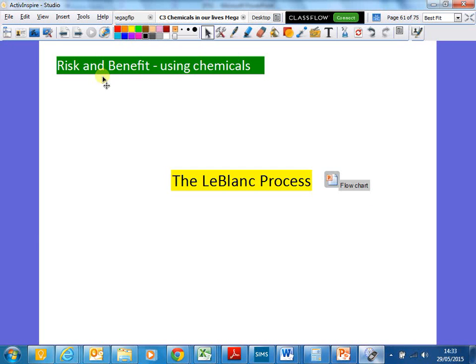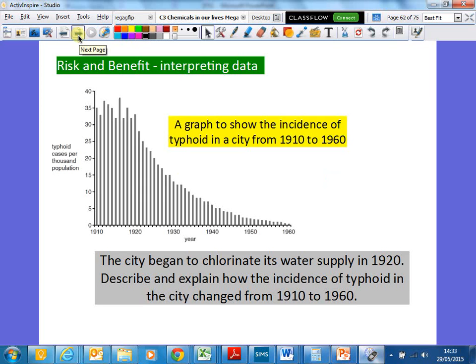What then? How then do we use this information? How do we use information about risks and benefits? Well, what we've got here is a graph. And you're told that this is a graph to show the incidence of typhoid in a city from 1910 to 1960. And the city began to chlorinate its water supply in 1920. And you need to describe and explain how the incidence of typhoid in the city changed from 1910 to 1960.